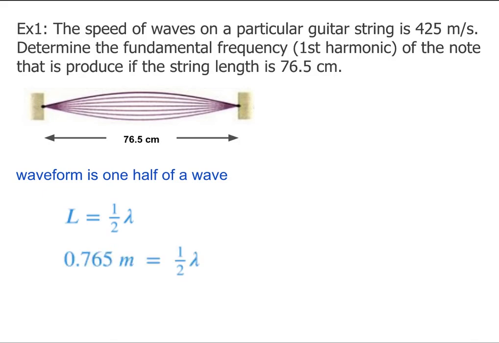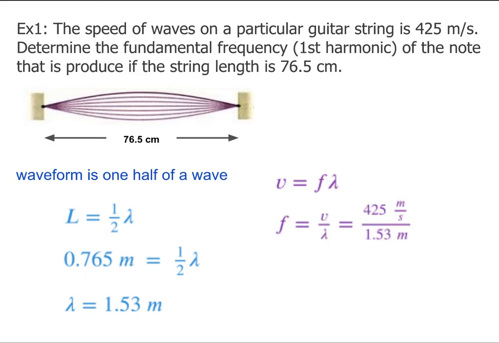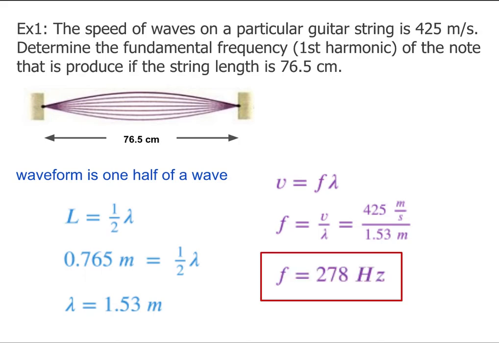So we could plug in our 0.765 after I've converted that to meters, and we would find that our wavelength is 1.53 meters. Then we can turn to the wave equation, and we are looking for the frequency. So we would end up taking the speed we were given divided by this wavelength, and that would determine the note that we hear. So this corresponds to a particular note or pitch that we would hear on this guitar string.